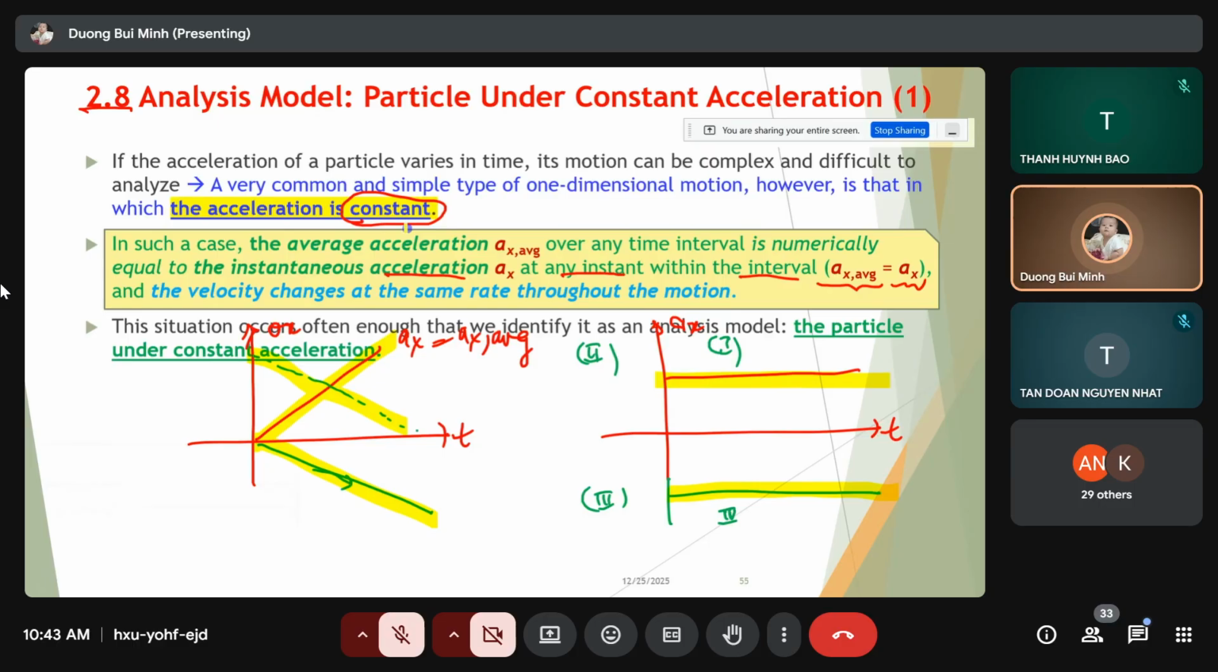So this situation, what is it? This situation occurs often enough that we identify it as an analysis model, the particle under constant acceleration. So now we have this assumption.